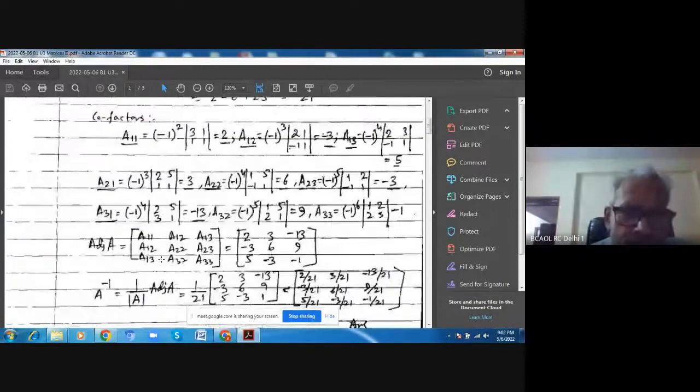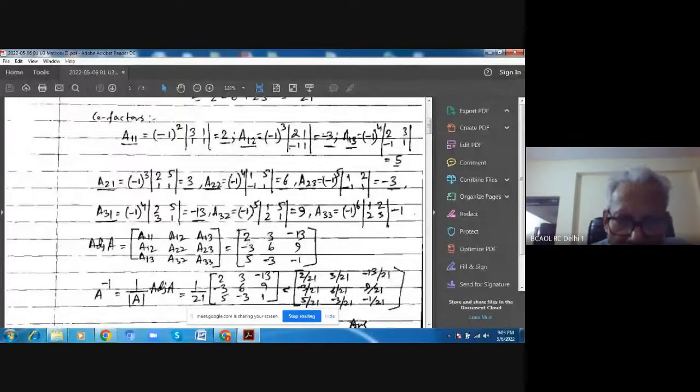Total 9 we got. So this is now your adjoint A, because we have to derive the inverse, so the inverse formula is these things. So A inverse is equal to 1 by determinant times adjoint A, this is the formula. The determinant we have already found, 21. Adjoint A will be whatever cofactor comes out, you transpose that cofactor.